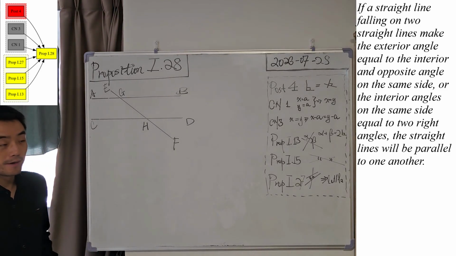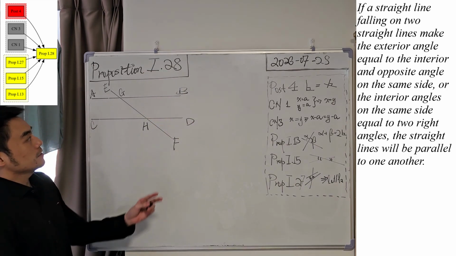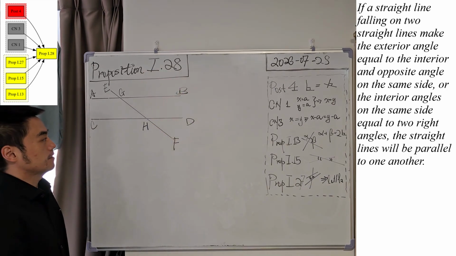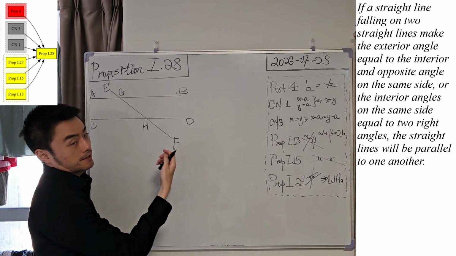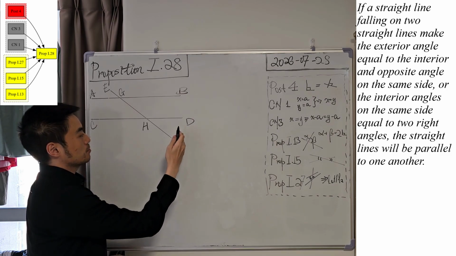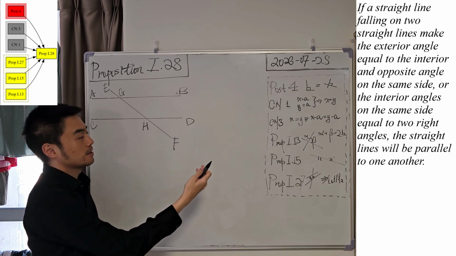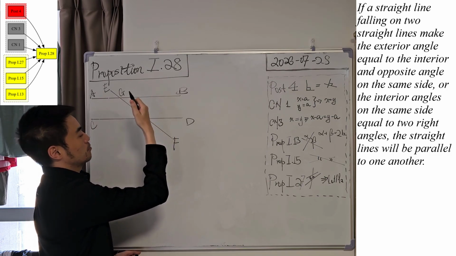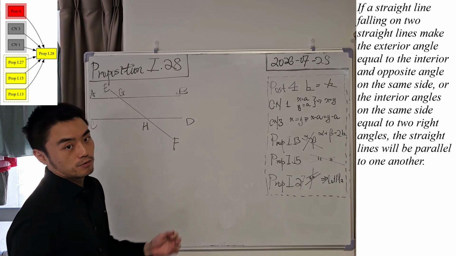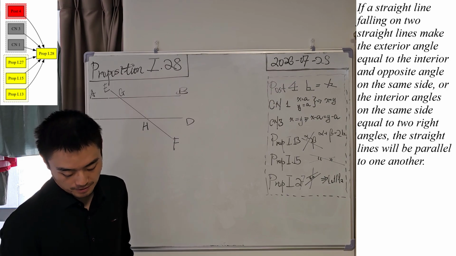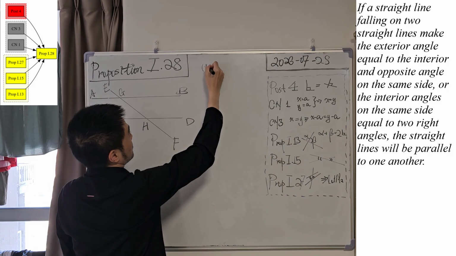Morning. In this video, we are going to talk about proposition 28 from book 1. This proposition declares that if a straight line falls on two other straight lines, and an exterior angle is equal to the opposite interior angle, then those two straight lines are parallel. Or if the sum of the two interior angles on the same side is equal to two right angles, then these two straight lines are parallel. So it can be divided into two scenarios.